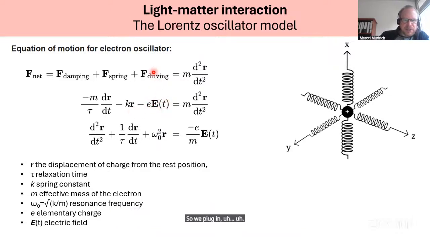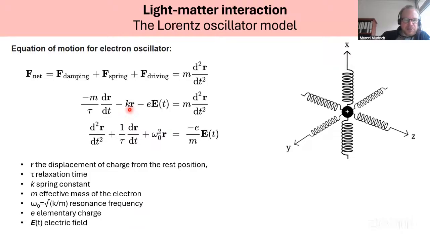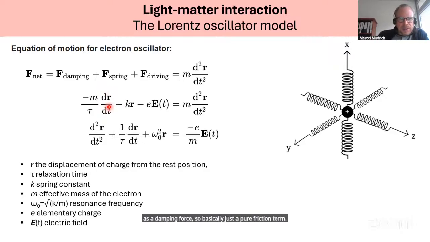So we plug in charge times electric field for the driving force. We have the linear term for the spring constant times the elongation as the spring force, and we have essentially 1 over the lifetime times the velocity as a damping force. So basically just a pure friction term. And yeah, this can be just isolated for E on the right-hand side. It's the same equation as that.